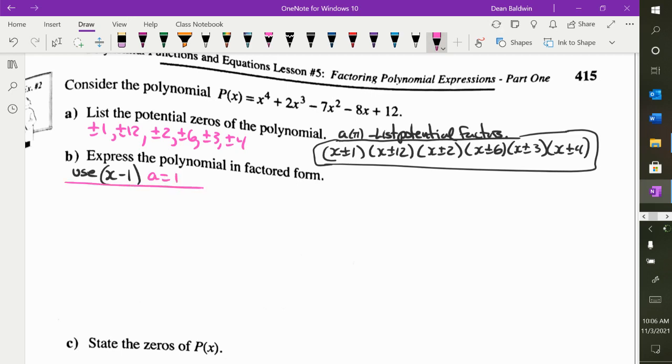I'm going to do synthetic division because I know this one works. And we can get the remainder of 0 to validate it. So synthetic division, a value of 1. Do I have to add in any placeholders? No. 1, 2, negative 12. Do the synthetic, or long if you prefer long division.